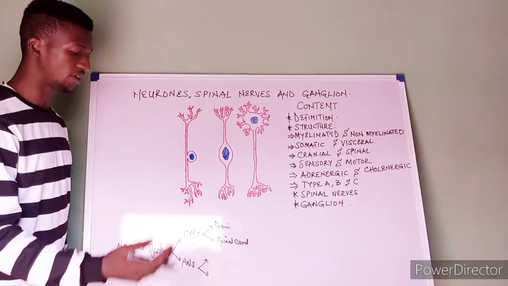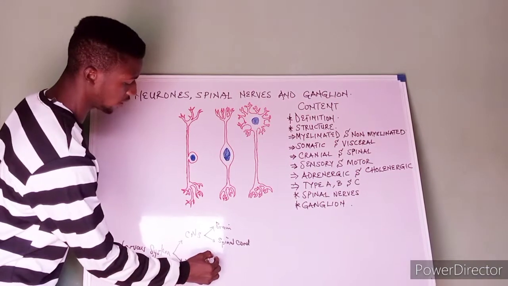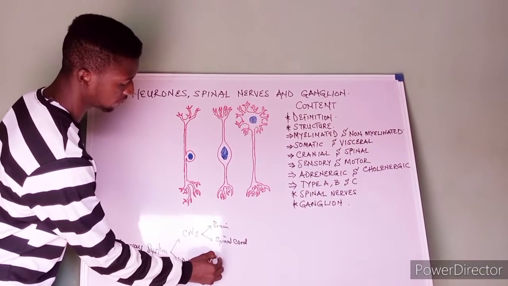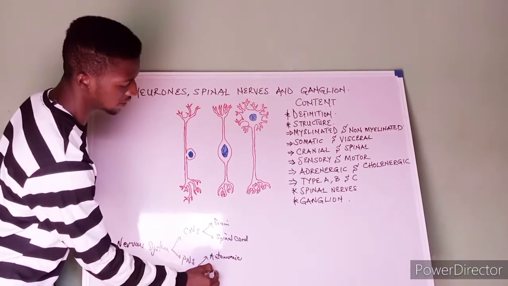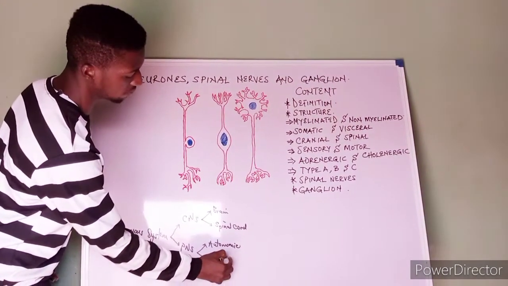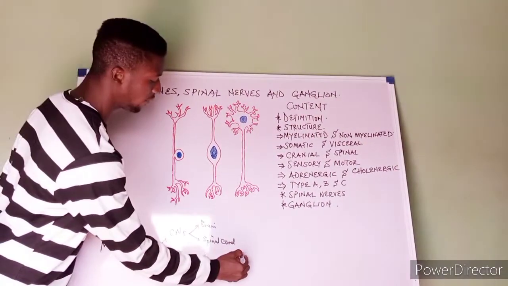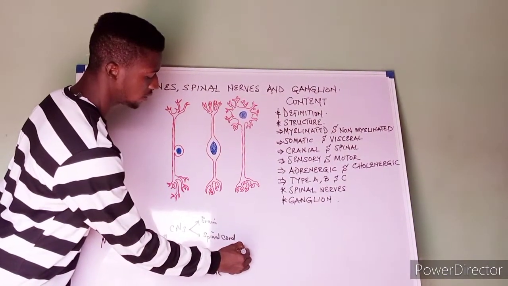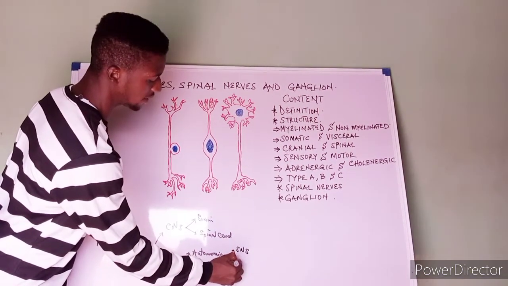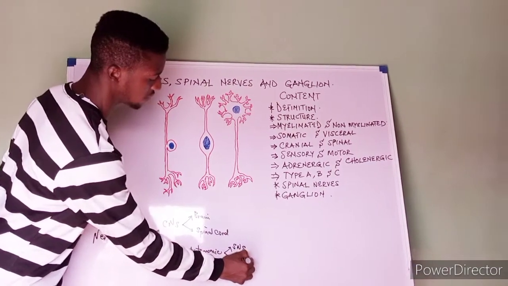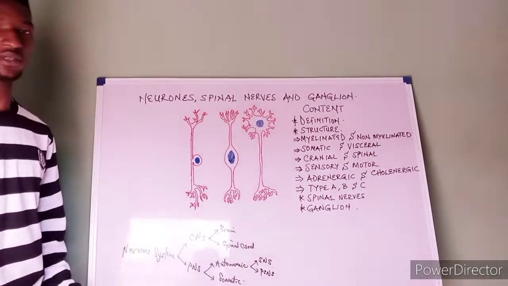And what makes up the peripheral nervous system? That is where you have the autonomic nervous system, and we have what is referred to as the somatic nervous system. The autonomic nervous system is divided into two. We have the sympathetic nervous system and the parasympathetic nervous system.